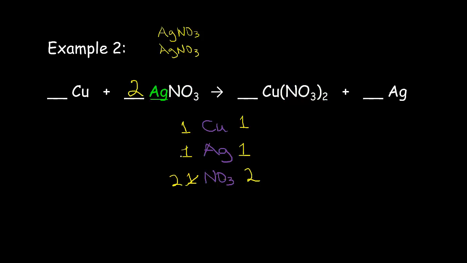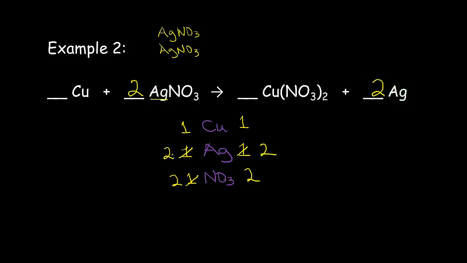So we need to go back and change that. And now our silvers are not balanced. We have 2 silvers on the reactant side and 1 on the product, which it appears that we have destroyed some silver atoms, and we know we cannot do that. The law of conservation of mass says that we cannot do that. So we need to add another silver on the product side. So I'm going to go over here and add a 2.